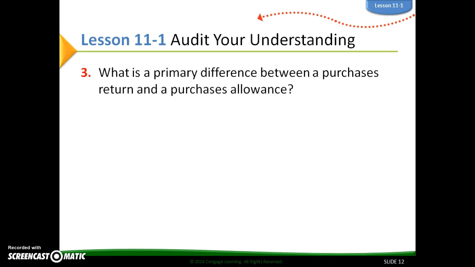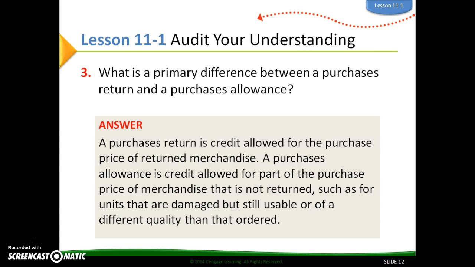Primary difference between a purchases return and a purchases allowance. Okay, so remember, a purchases return is a credit allowed for the purchase price of return merchandise. So if we return stuff, that's a purchases return. An allowance is what happens not because we return something, but because maybe something was damaged in shipping or because the quality was different than what we ordered. So the allowance, we keep the material and we get a discount. Purchases return then is when we actually send something back.